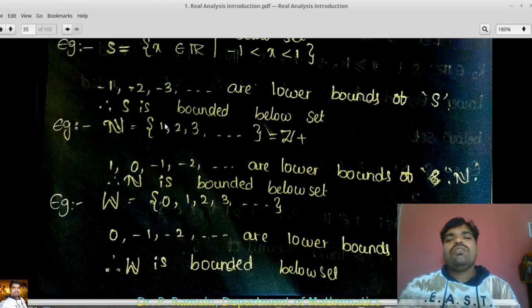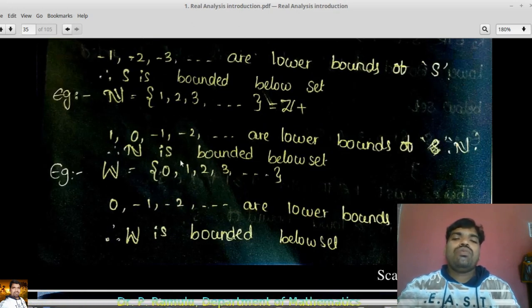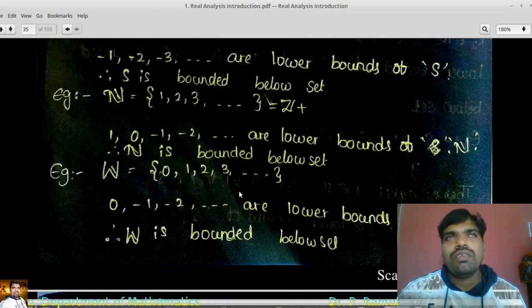What are the lower bounds? 1 is a lower bound. Not only 1, you can take 0, minus 1, minus 2, minus 3 as lower bounds of N. Therefore, N is a bounded below set. If I take W, similarly 0, minus 1, minus 2 are lower bounds of W, therefore W is also a bounded below set.